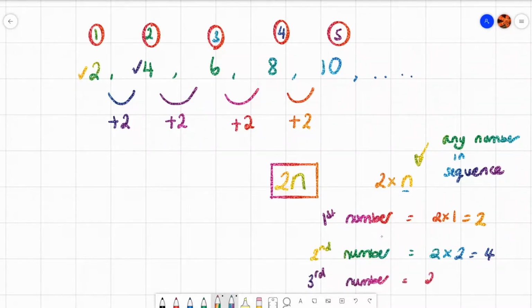Okay, I'm going to do 2 times, well, my n here is 3 because that's the third number. That's the number that I want, which is 6. Is this third number 6? Yes, it is. So my nth term is 2n. Okay. And using this, we can work out lots of different things, which we'll get onto later on. Let's have a look at another example then.